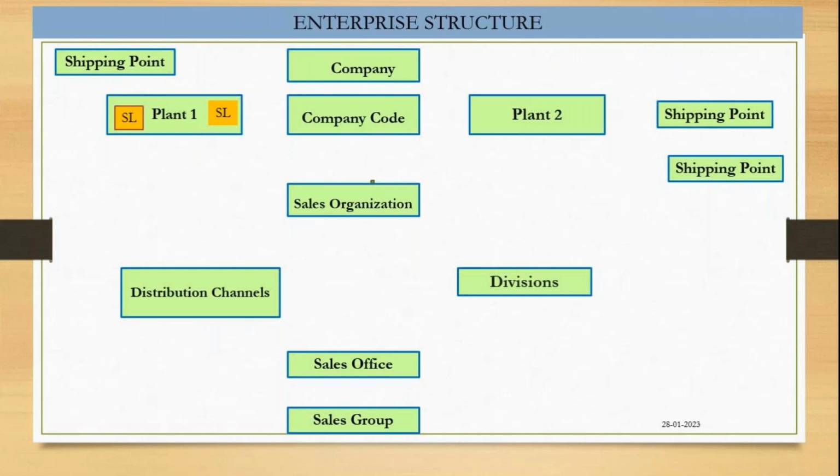We have to create a delivery document for the sales order. Shipping point is the origin for delivery creation. So in order to create a delivery, shipping point is mandatory. Shipping point is the actual place from where a material is going to the customer.